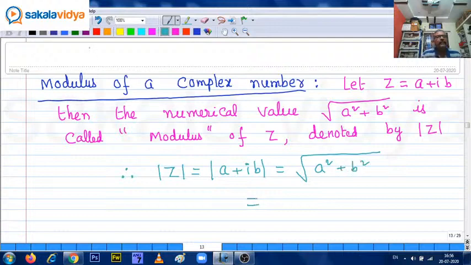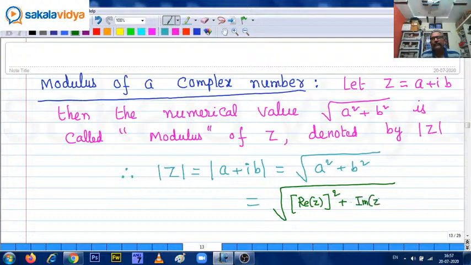So this can be remembered like this also. Root of real part of z whole square plus imaginary part of z whole square. Am I correct? So mod z we can remember like this. Under root, a square plus b square. This is real part of z square plus imaginary part of z square. This is called modulus of a complex number.